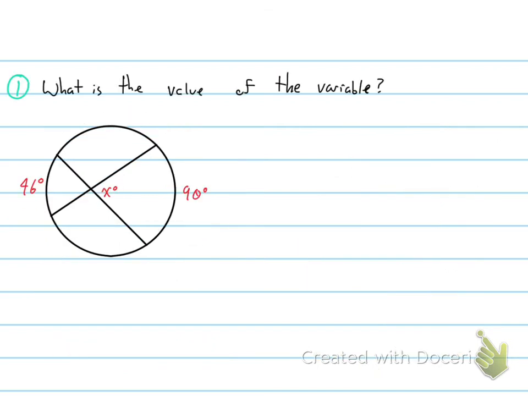So let's look at two examples. Here I have this diagram and I want to find the value of x. I can see that that's an inside angle, so I'm going to add the arcs, cut them in half. So to find x, I would do 1/2 of 46 plus 90, which is 68 degrees, and that would be it.